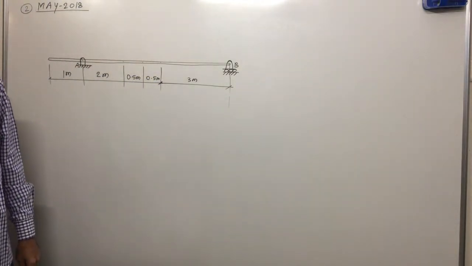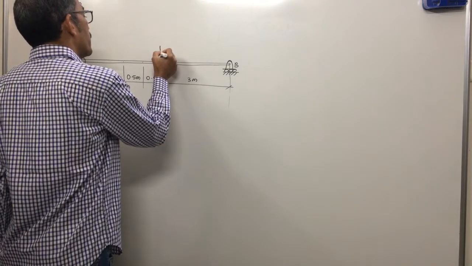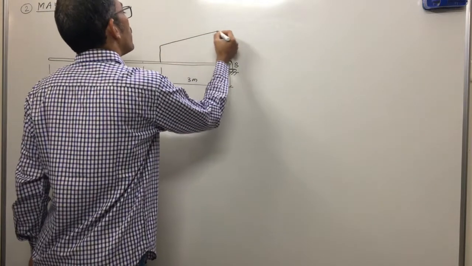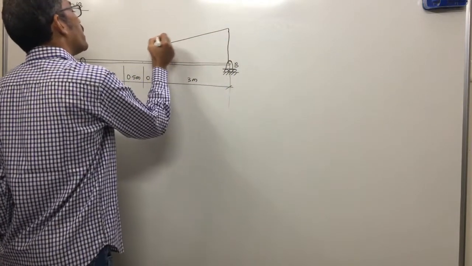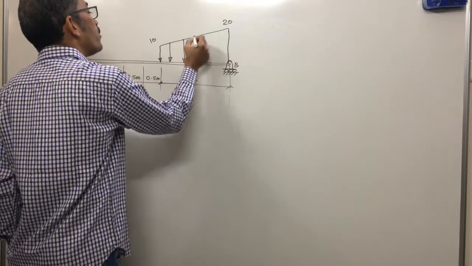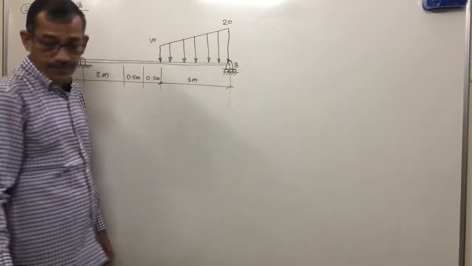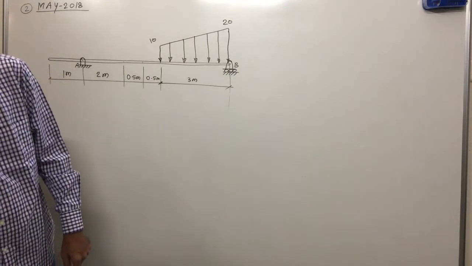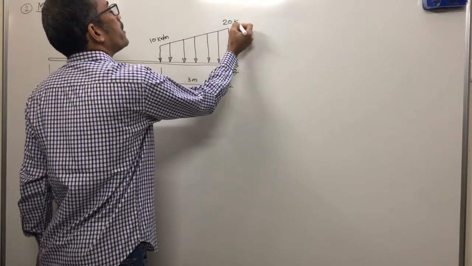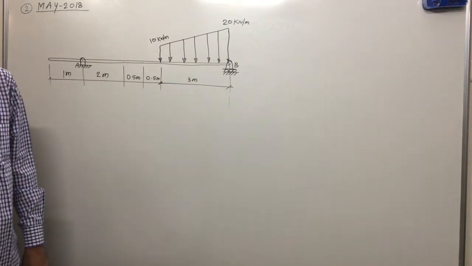Now in the last 3 meter a combined load is given, 10 and 20. This is 10, this is 20, and this is inclined. This is a combined load 10, 20, and the direction of force is vertically downward. Forces are acting in downward direction. Unit is kilonewton per meter, 20 kilonewton per meter. This is in the last 3 meter.